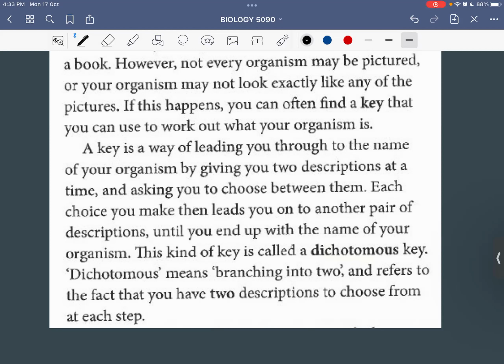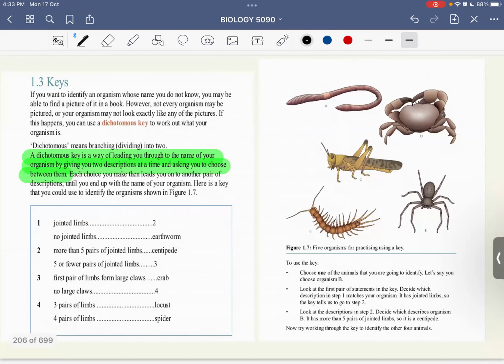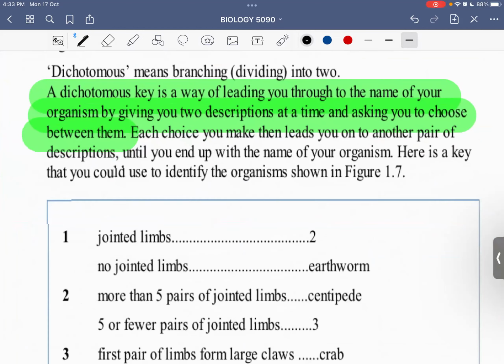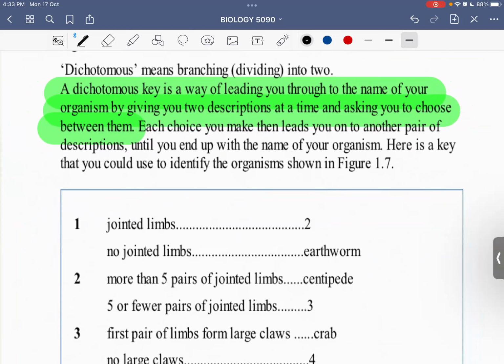The word dichotomous literally means branching into two and refers to the fact that you have two descriptions to choose from at every step. Now, this will make more sense to you if we look at this example, right? Let's see. Dichotomous means branching or dividing into two. A dichotomous key is a way of leading you through to the name of your organism.